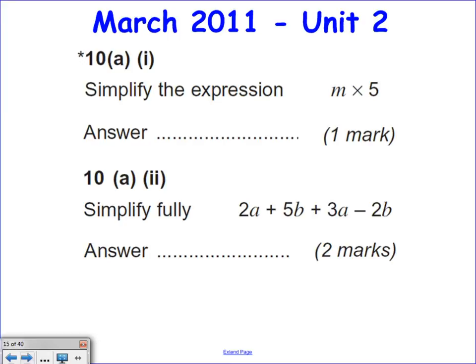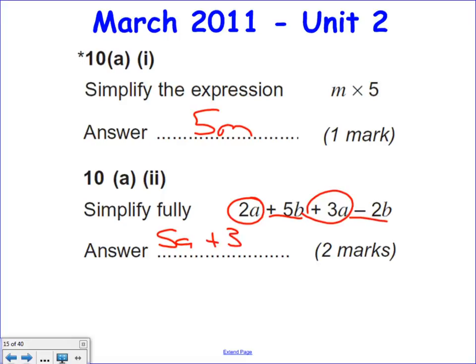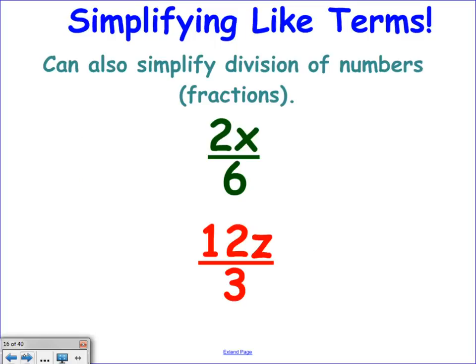So, how do I simplify m times 5? 5m. And what do I get? Good. So the number comes first. They're checking that you understand the number comes first. If you put m5, you've lost a mark. Quite literally. Simplify fully: 2a plus 5b plus 3a minus 2b. So what am I going to do first? Look at my a's. Good. So I've got 5a's and then 5b's, and I take away 2 of them. Good. Everyone get that?